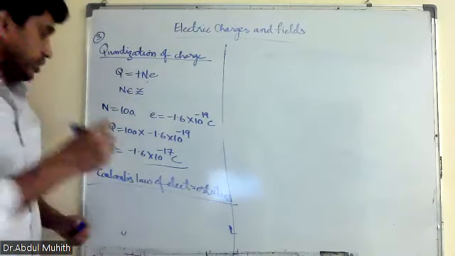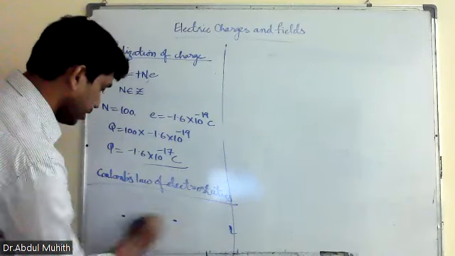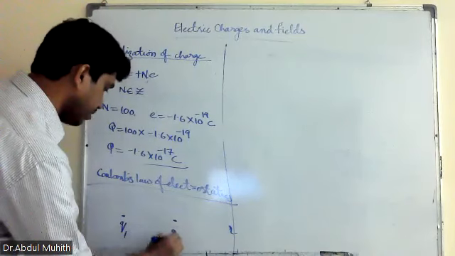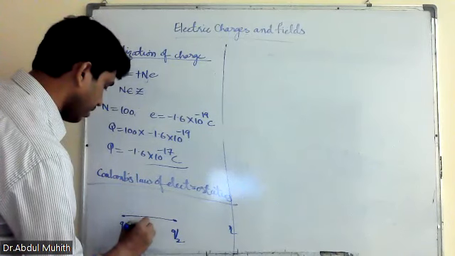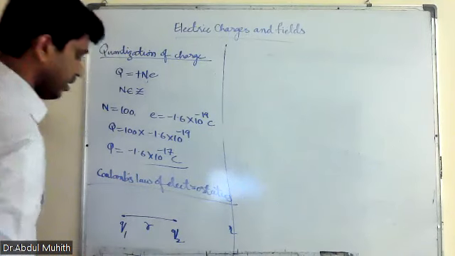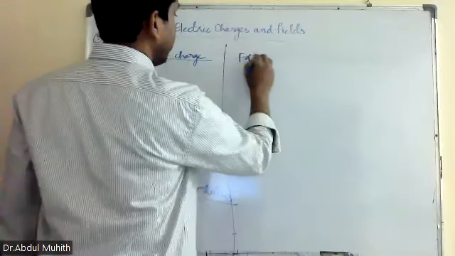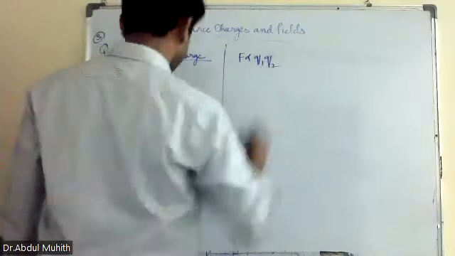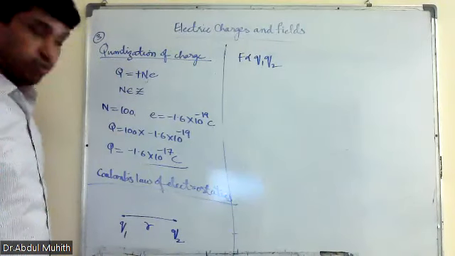So Coulomb's law says that suppose there are two charges, Q1 and Q2, separated by a distance of R. Then what is the formula for that? F is proportional to what? Q1, Q2. So the force of attraction or repulsion between two charges.